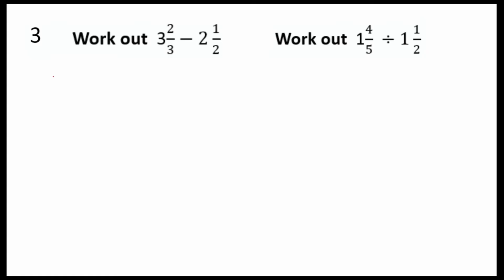So firstly, we want to have a look at either adding or subtracting fractions. Now there's two things you want to do to start off with. First of all is to take your question, which in this case is 3 2/3 subtract 2 1/2, and I want to turn both of these numbers into improper fractions. That would give us 11/3 take away 5/2.